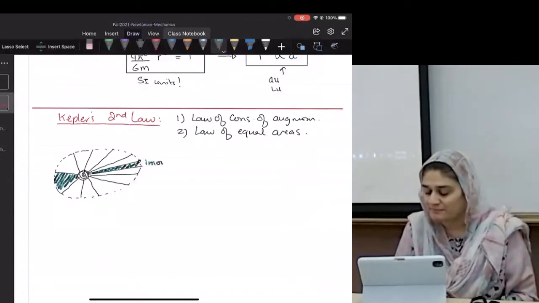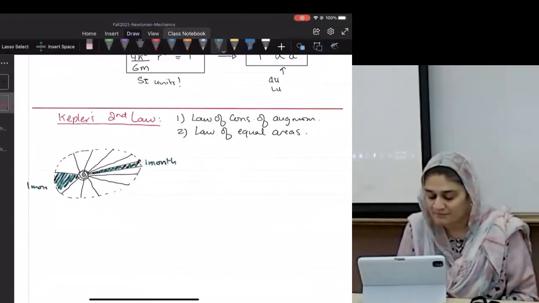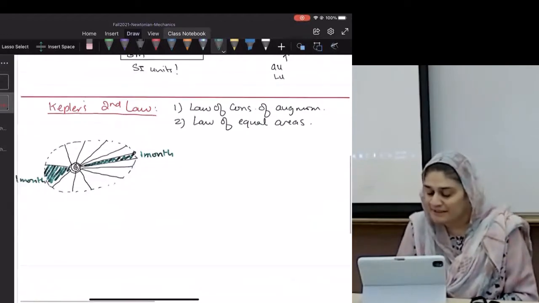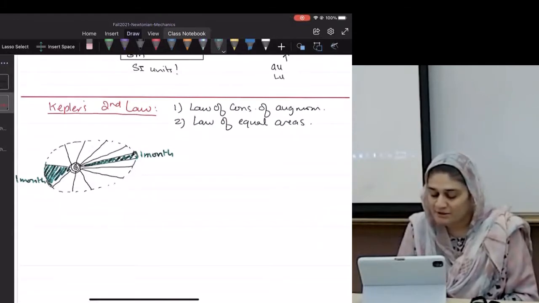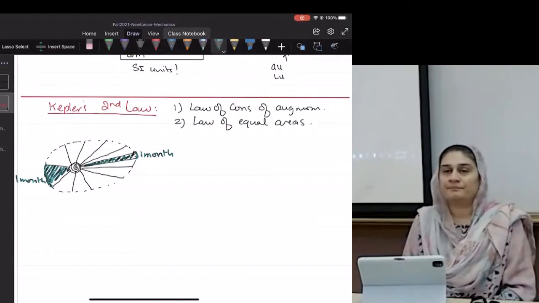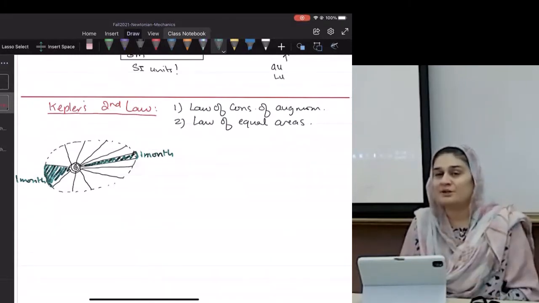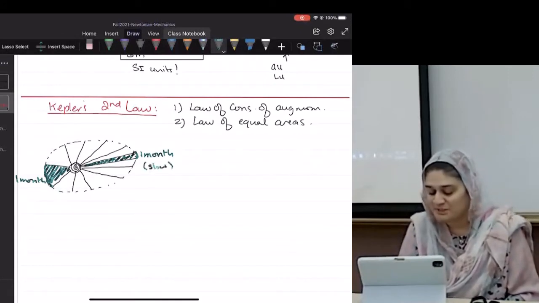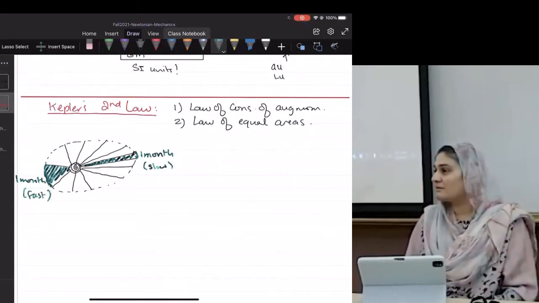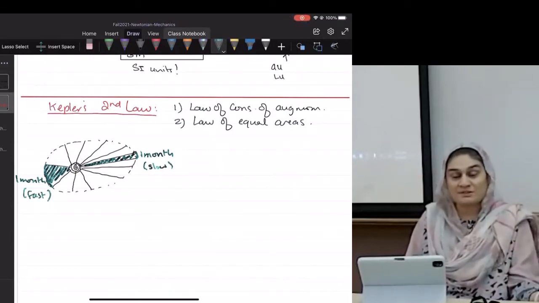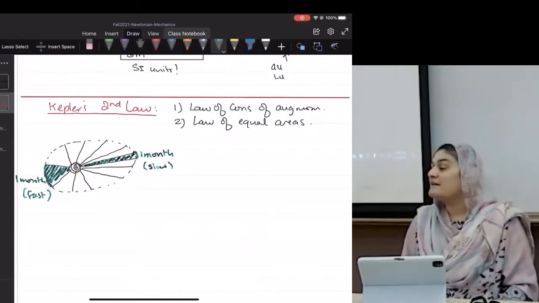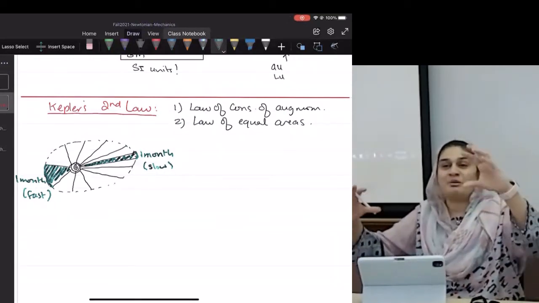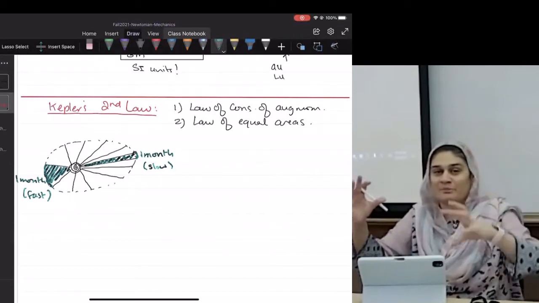Consider this is 1 month. This is also 1 month. So the time that a planet takes to go from here to here and here to here must be the same. What does that tell you about their speeds? So this must be slow and this must be fast, right? Because it has to cover more distance over time. And that's what Kepler's law says: that during its motion around the sun, it speeds up and slows down depending on where it is in orbit.